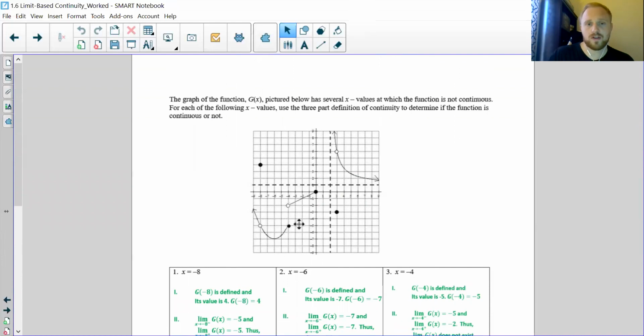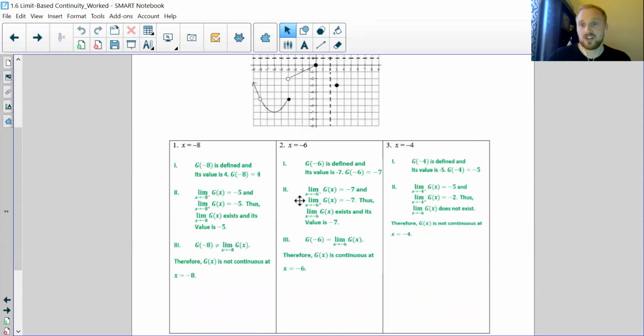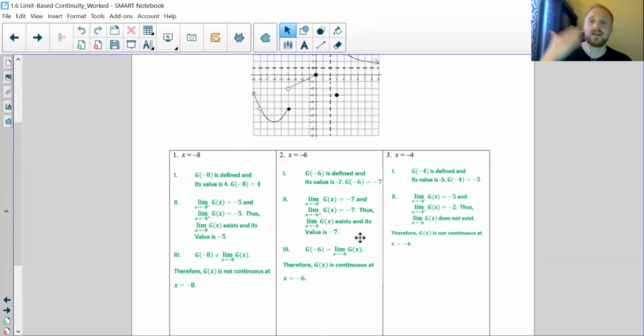Well, if we approach from the left, that value is -5. When we approach from the right, that value is -2. Since the limit from the left and the limit from the right are not the same value, we say that the limit doesn't exist. And since the limit doesn't exist, g of x is not continuous. So all 3 steps have to hold true in order for the function to be continuous at a specific x value.